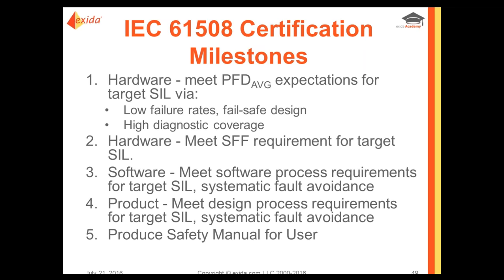You're also going to look, if applicable, at whether the software meets any process requirements for the targeted SIL, systematic fault avoidance. You're going to look at the product meeting the requirements for the SIL or the systematic fault avoidance, and you're going to produce a safety manual for your customers or users that gives all of the functional safety information that they might need to put your product into a design.